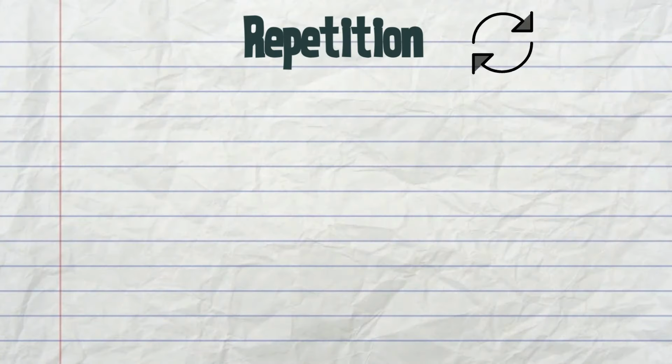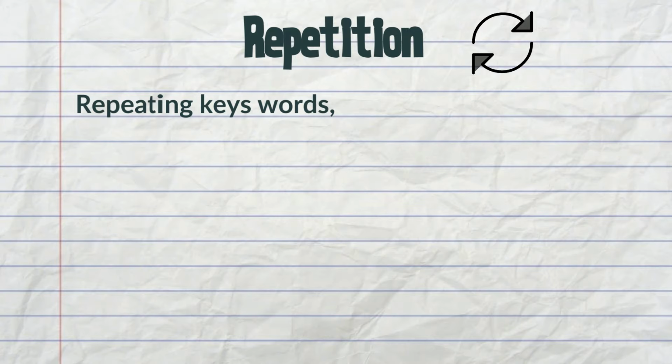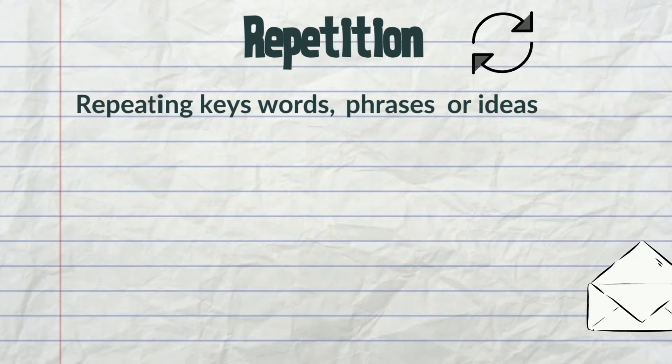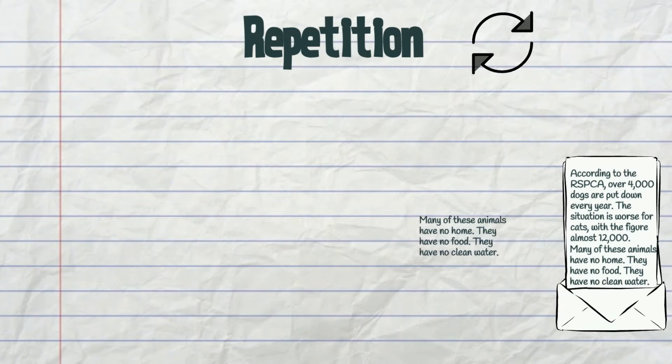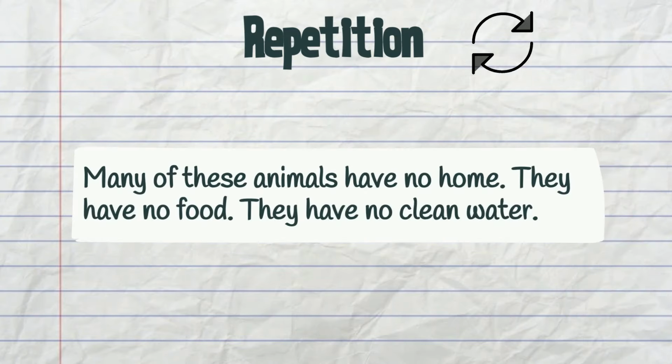Number 2. Repetition. Repeating key words or phrases can be an effective persuasive technique. Let's go back to the same letter and look at a different passage. Many of these animals have no home, they have no food, they have no clean water. Can you see the repetition?